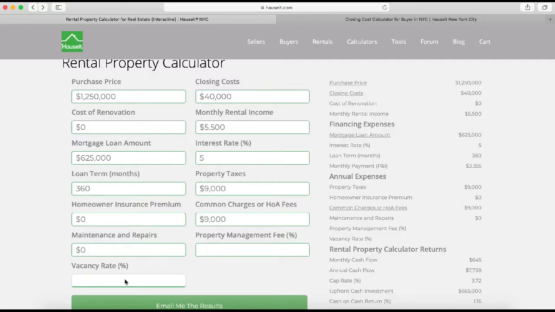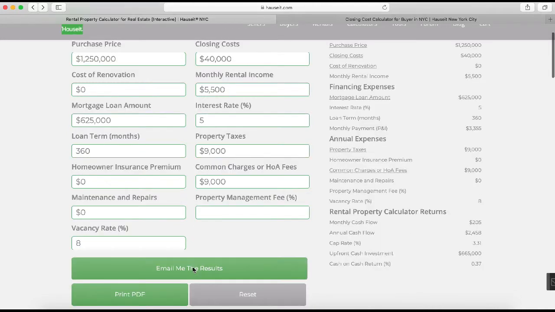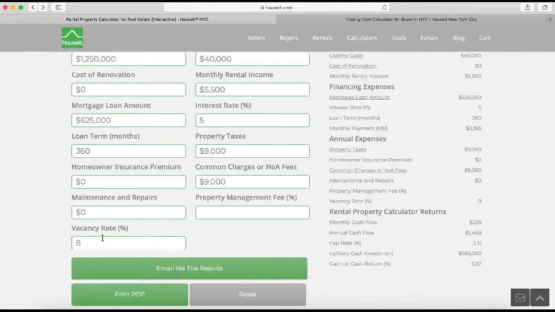So if we were to go back in the calculator and we were to input an 8% vacancy rate, that would give us some degree of cushion for the possibility of our investment being vacant. Now, as far as property management fee is concerned, this is definitely something optional.